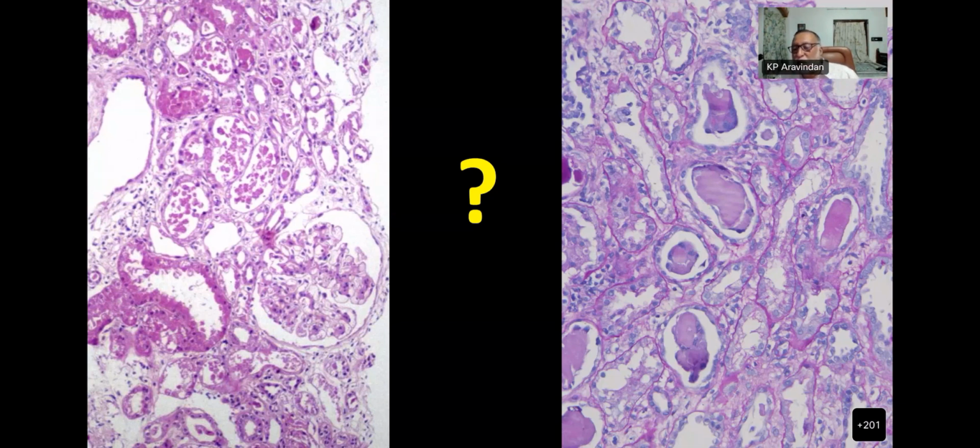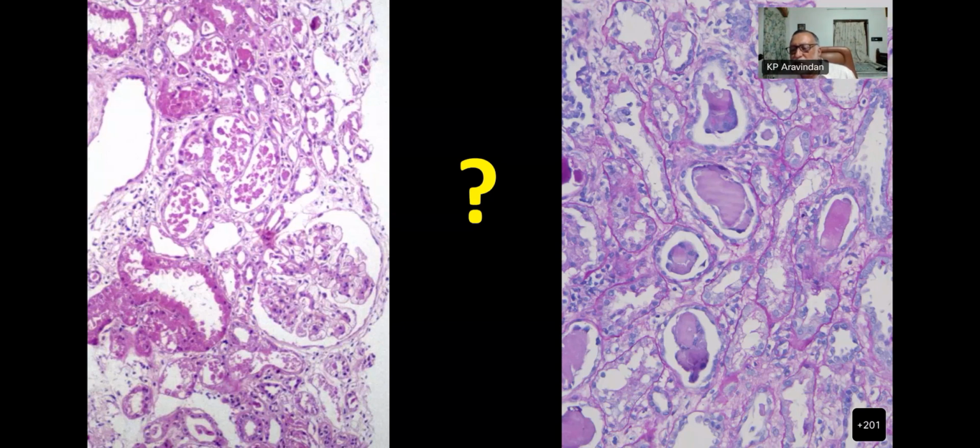Okay, what about the right one? It shows cast nephropathy, sir. Cast nephropathy. So the cause would be myeloma cast nephropathy, like hyaline cast. Yeah, usually light chain cast nephropathy. Light chain cast myeloma is the most frequent cause. And how will you absolutely prove it?